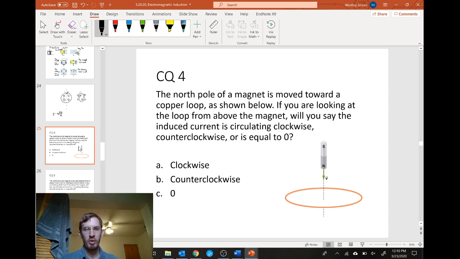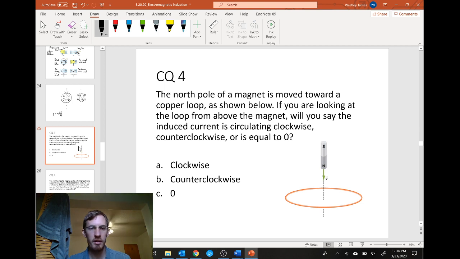The first one was a north pole of a magnet moving towards a copper loop as shown below. So the north end of a magnet is above and it's moving towards a copper loop which is below it, and the north end of the magnet is down. If you're looking at the loop from above the magnet, would you see an induced current that goes clockwise or counterclockwise? So let's think through this problem.